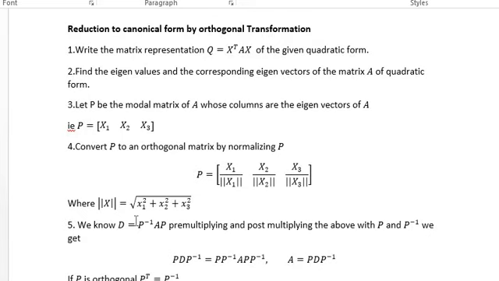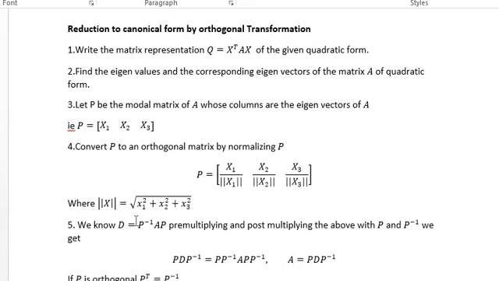Now the fourth step is that we have to convert the modal matrix P to an orthogonal matrix by normalizing P. That is, P = [X1 by norm X1, X2 by norm X2, X3 by norm X3], where norm X = root of x1 square plus x2 square plus x3 square.